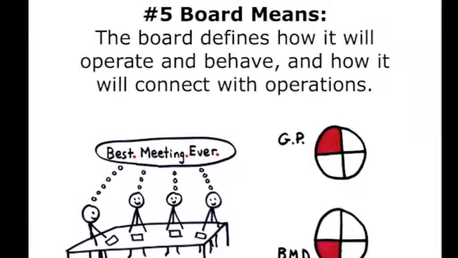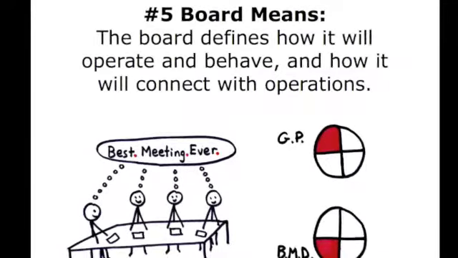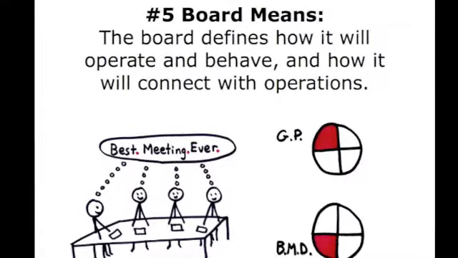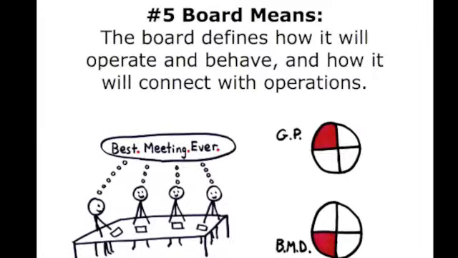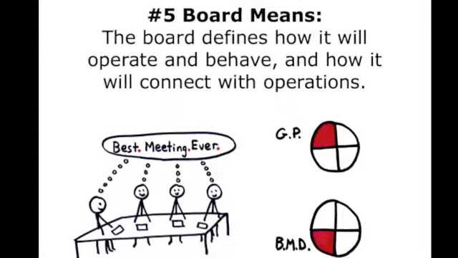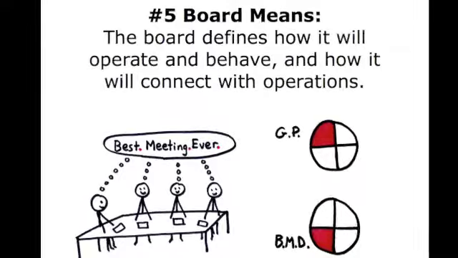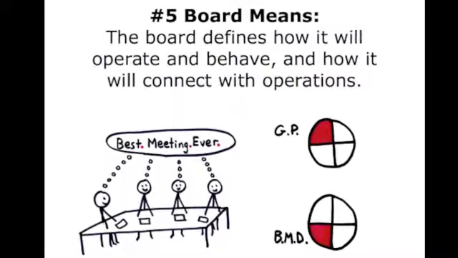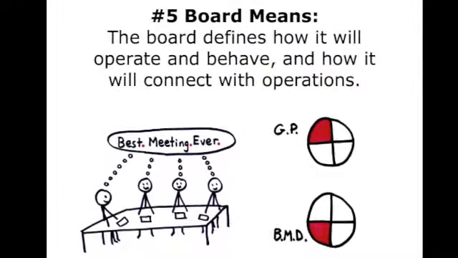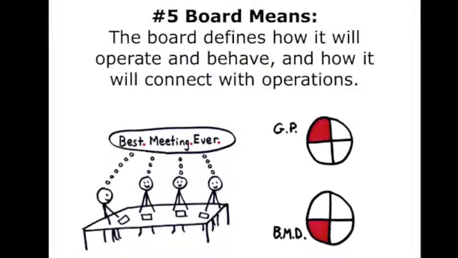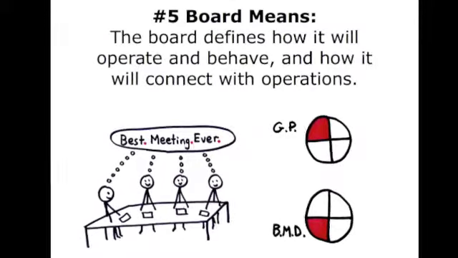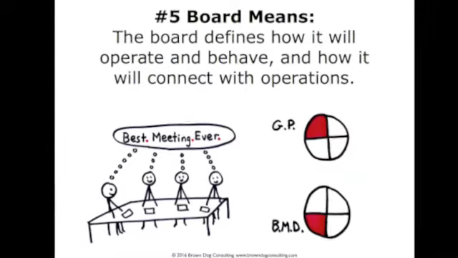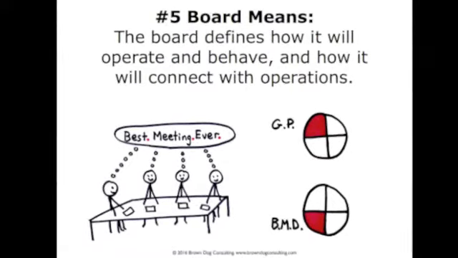Principle number 5 sets out that the board defines how it will operate and behave and how it will connect with operations. So the board gets to decide what committees it has, what the responsibility of those committees is, what officers it will have, what their roles are, what the code of conduct or governing style is going to be, and who the owners are. All of those decisions find their way into the governance process category of board policy, where the board management delegation category of policy sets up how the board will connect and monitor the operational side of the organization.